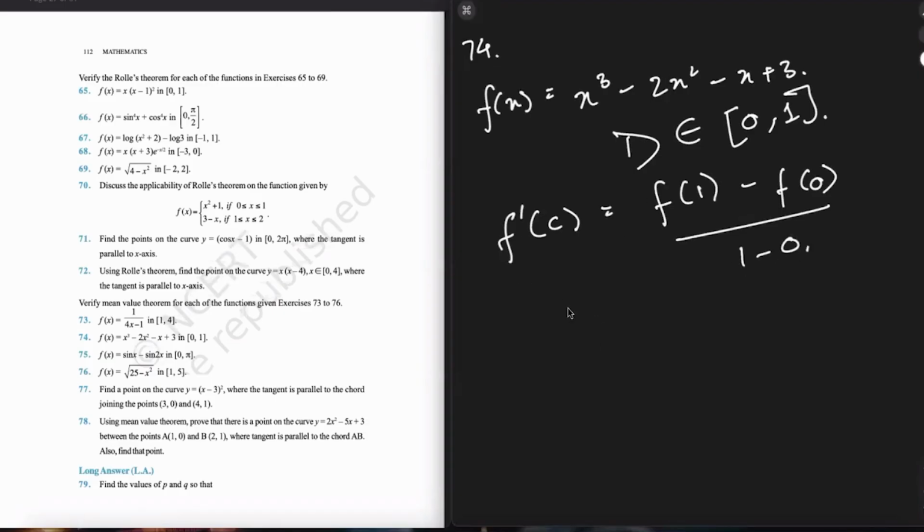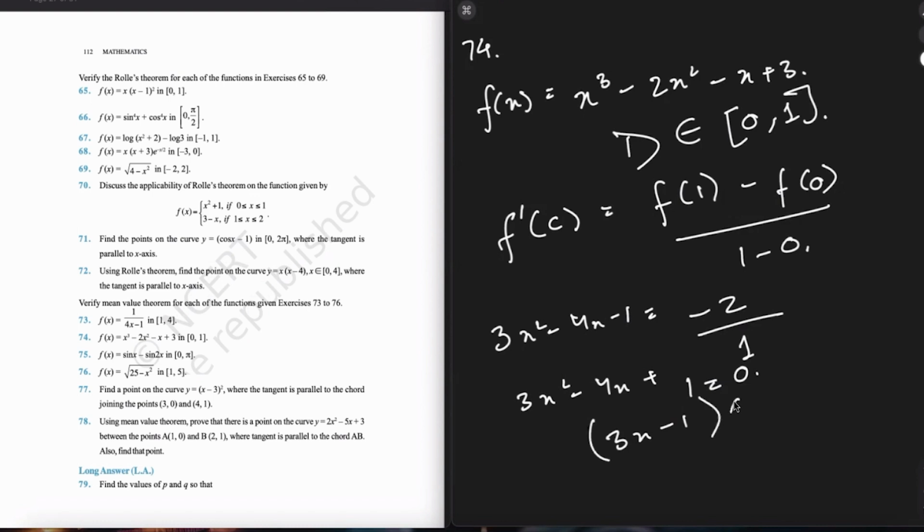ठीक है, f dash c कर ही लेंगे हम लोग, 3x squared minus 4x minus 1 is equal to 1 minus 2 minus 1 plus 3, 0, and minus 0 plus 3, right? तो यहाँ पे आ जाएगा minus 3 plus 3, 0, 0, 1 minus 3, तो minus 2 divided by 1. तो 3x squared minus 4x plus 1 is equal to 0. तो (3x minus 1) and (x minus 1), right, is equal to 0. तो x की वैल्यू 1/3 एंड x की वैल्यू 1.